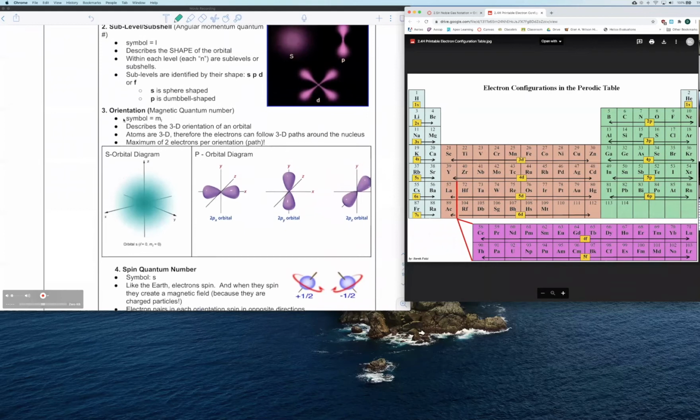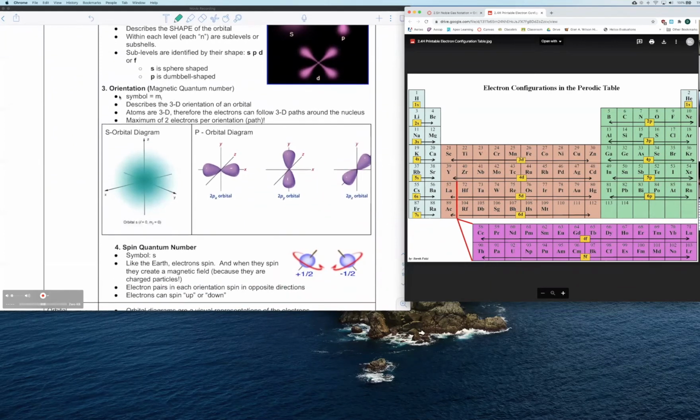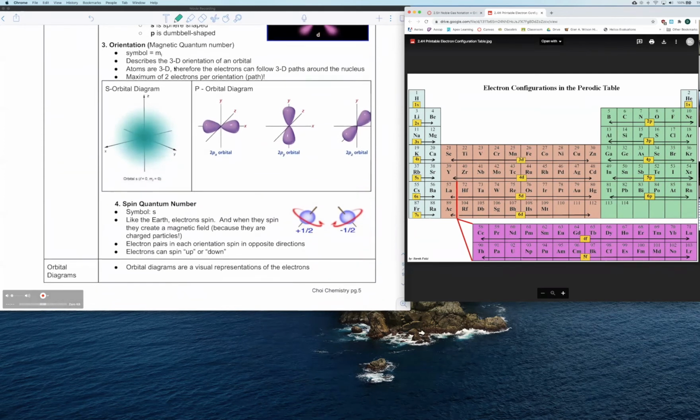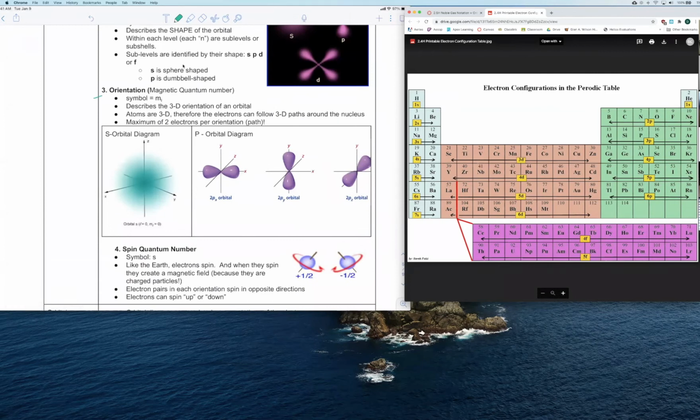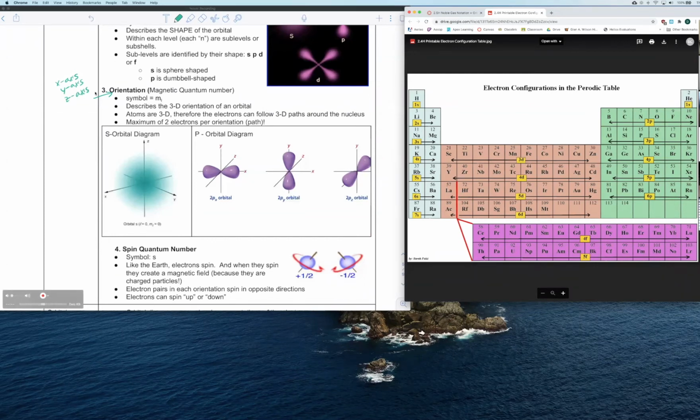The next quantum number is known as the orientation, and that's the magnetic quantum number. And that basically tells you the axis of the orbital. So when I see the word orientation, I think of x-axis or y-axis or z-axis. And we have to come to terms with the z-axis because we're talking about 3D objects this time. Usually in math, you only talk about X and Y, like on your paper, but the Z-axis is the one going into your paper and out of your paper.